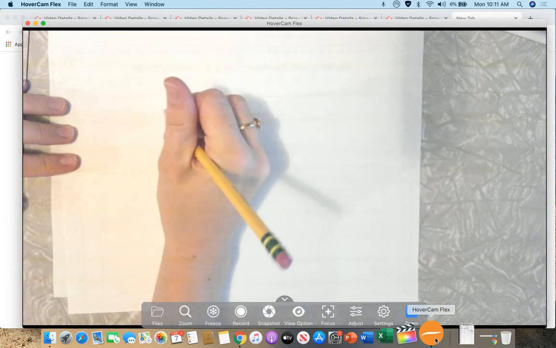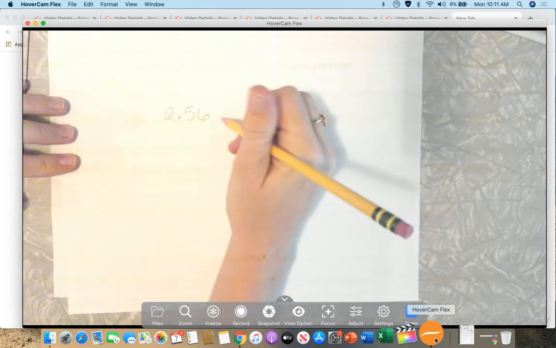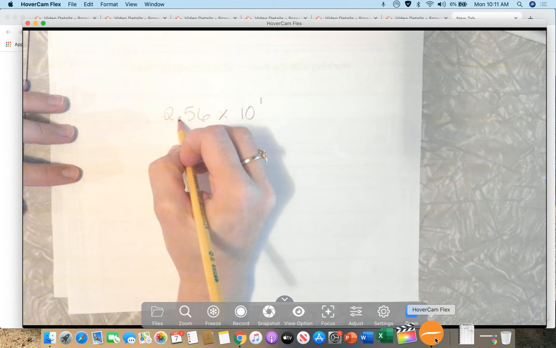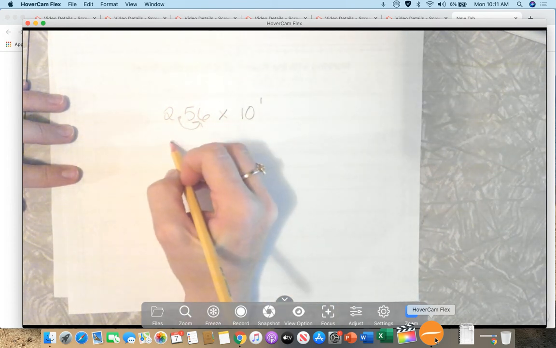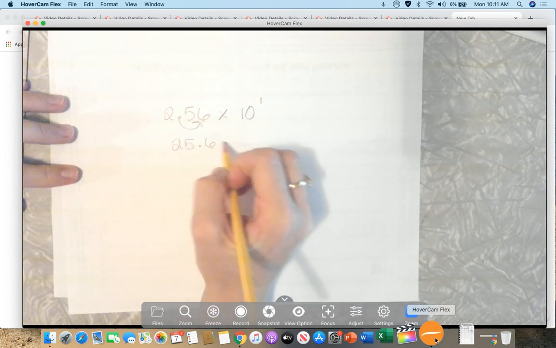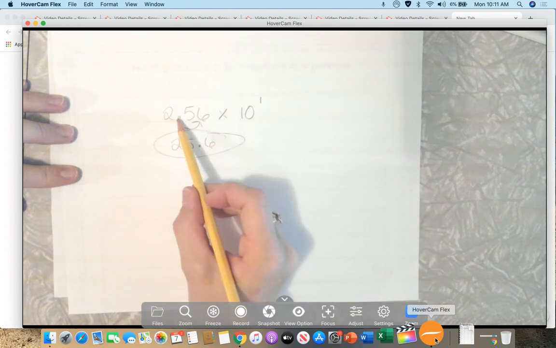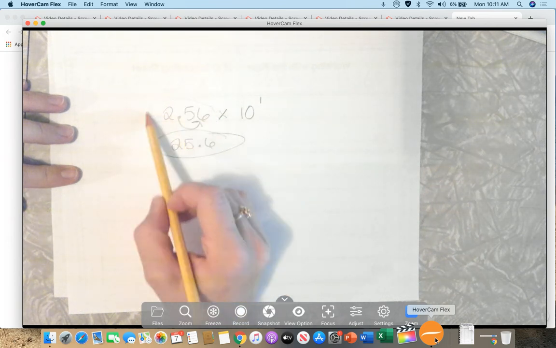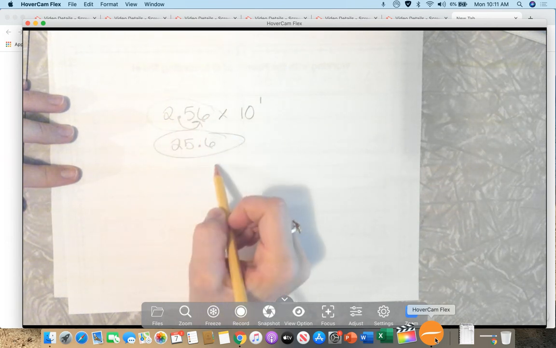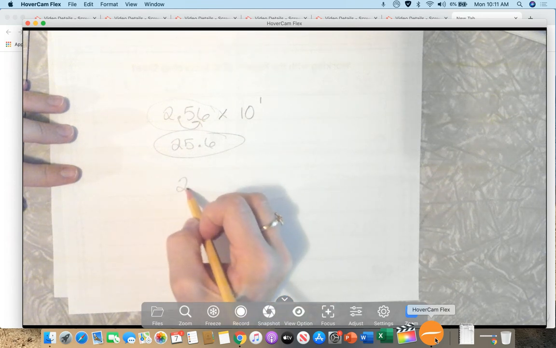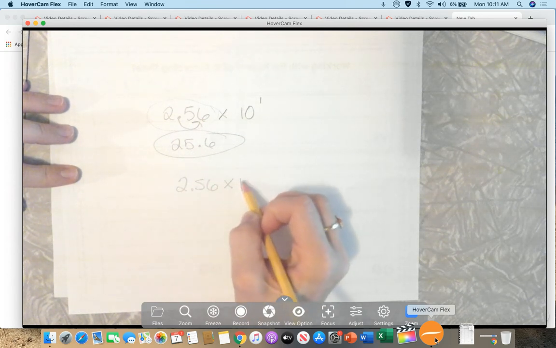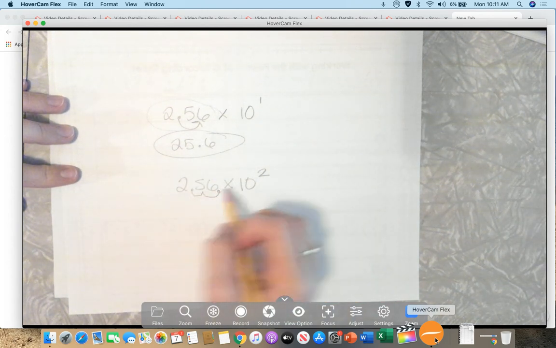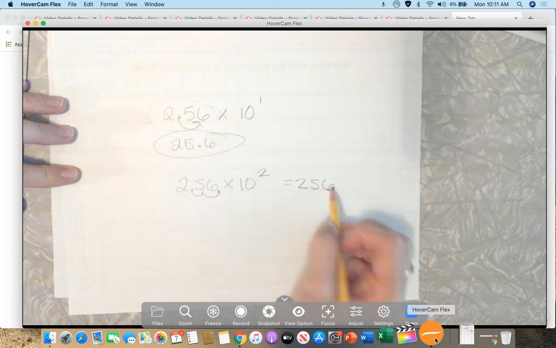take the number, let's say 2.56, if I multiply it times any power of 10, the decimal moves to the right. Because if my decimal moves to the right, my number gets bigger. It went from 2.56 to 25.6. Notice the digits don't change, but my decimal does. So what if I took 2.56 and multiplied it times 10 to the second power? Then my decimal would need to move 2 times over, and that would give me 256.